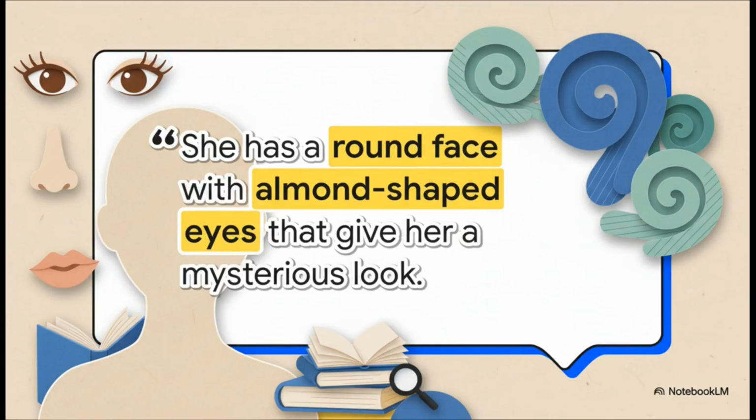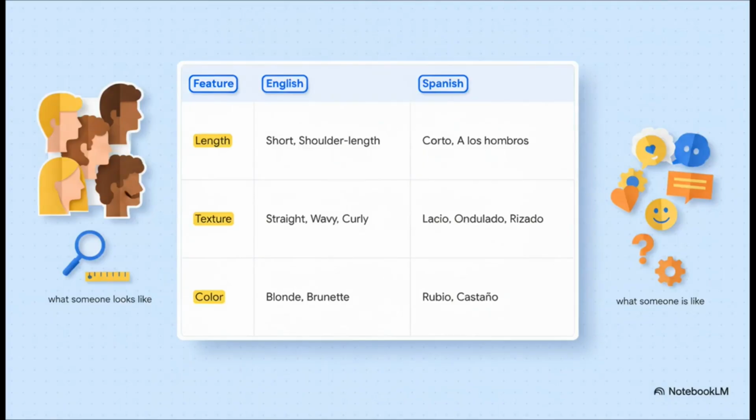Now here's the fun part. Let's see how we can combine these words. Instead of just listing off features, we can put round face and almond-shaped eyes together to create a really specific impression. In this case, a mysterious look. See how that works?